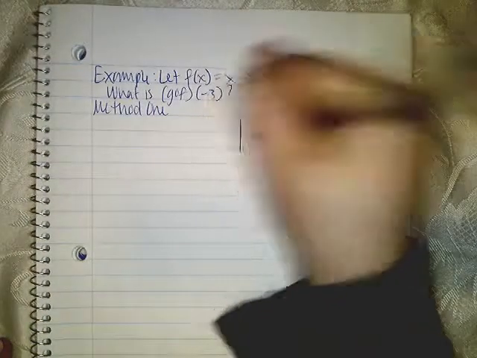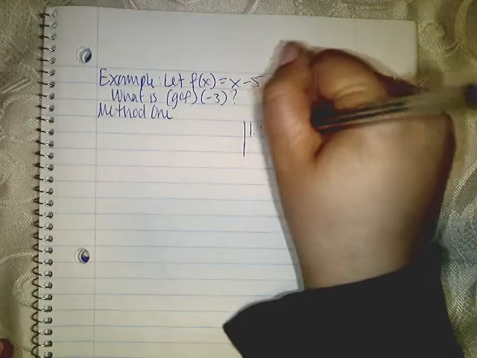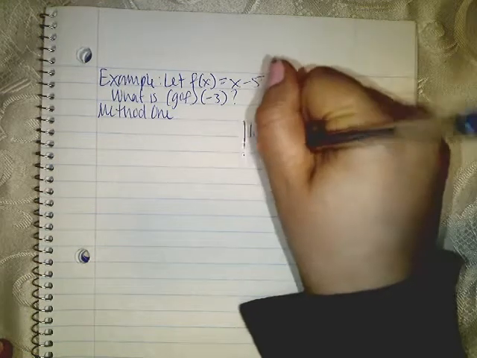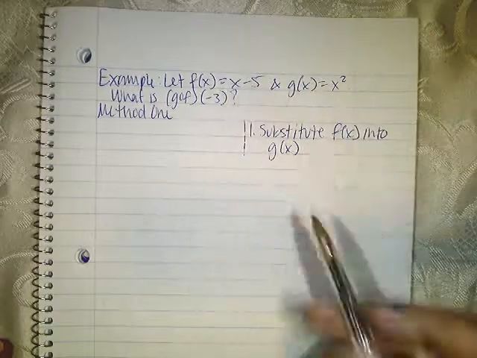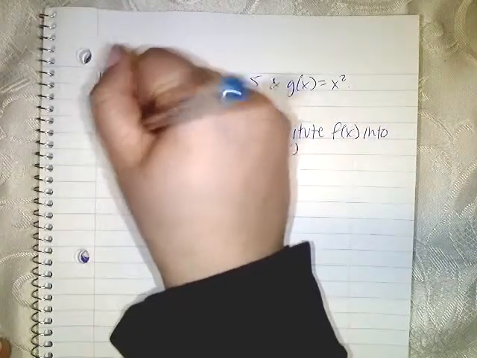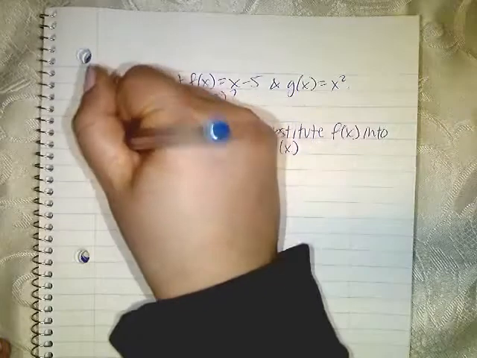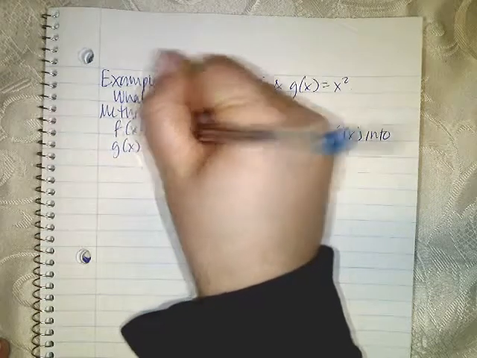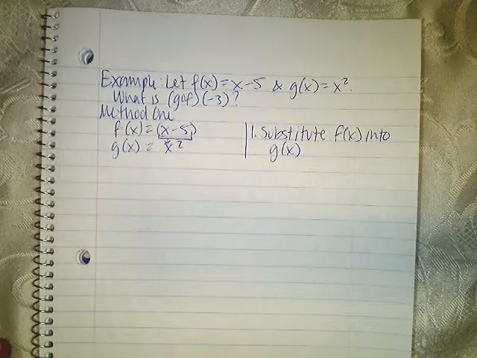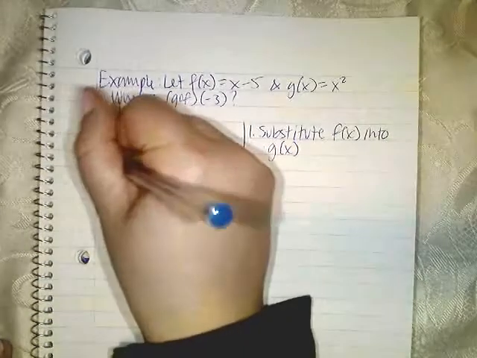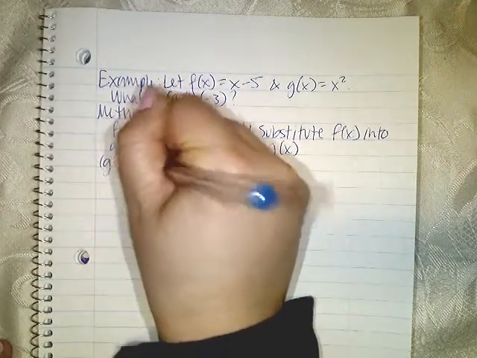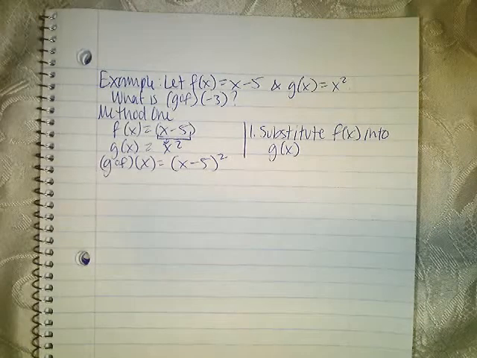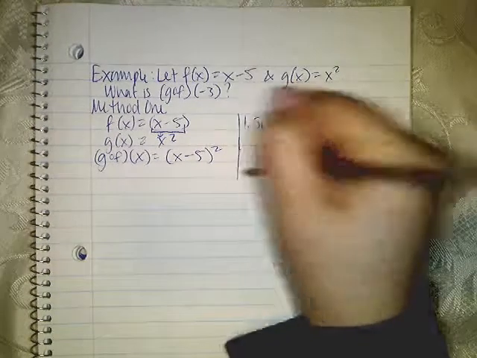We're going to start method 1 by substituting the entire function f of x into g of x. So I'm going to take this whole function and plug it in here. So if I have f of x equals x minus 5 and g of x equals x squared, what I'm doing is taking this whole thing and plugging it in here. So that's going in for x squared. So g of f of x becomes x minus 5, that whole thing squared. So that is my new composite function.